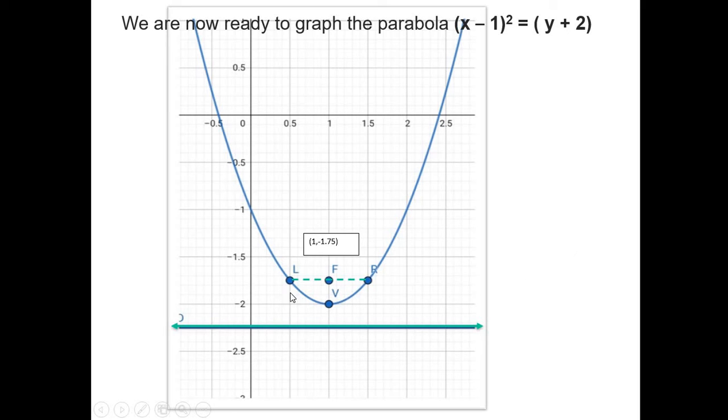Okay, the length of latus rectum is just 1. 0.5 to 1.5. And yung focus, vertex, endpoints of the latus rectum, and the directrix. So, as you can see, the parabola opens upward. Okay? Let's proceed to the next example.